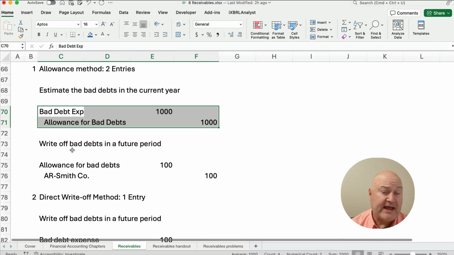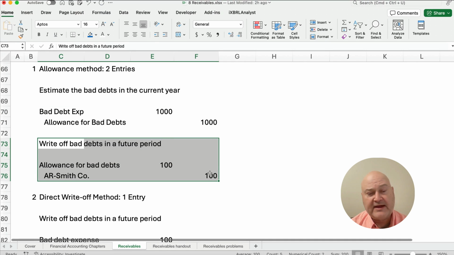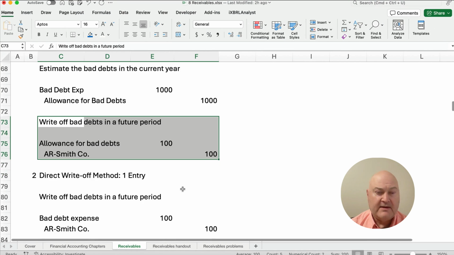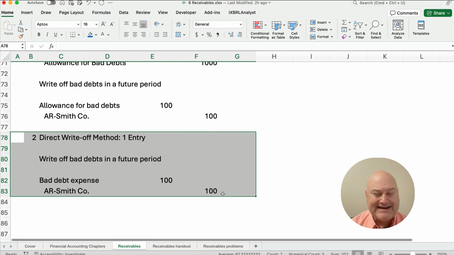When we find an account that is uncollectible in the future, nine months from now, a year from now, somebody won't pay, can't pay, whatever, we write off bad debts in a future period and we debit allowance for bad debts and credit accounts receivable. So finally, we write off that account. Now, under the direct write-off method, there's one simple entry. We just debit bad debt expense and we credit the accounts receivable.